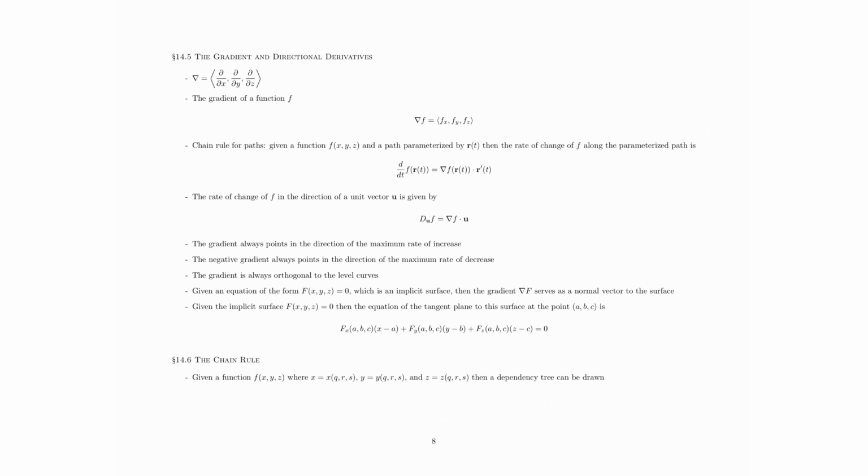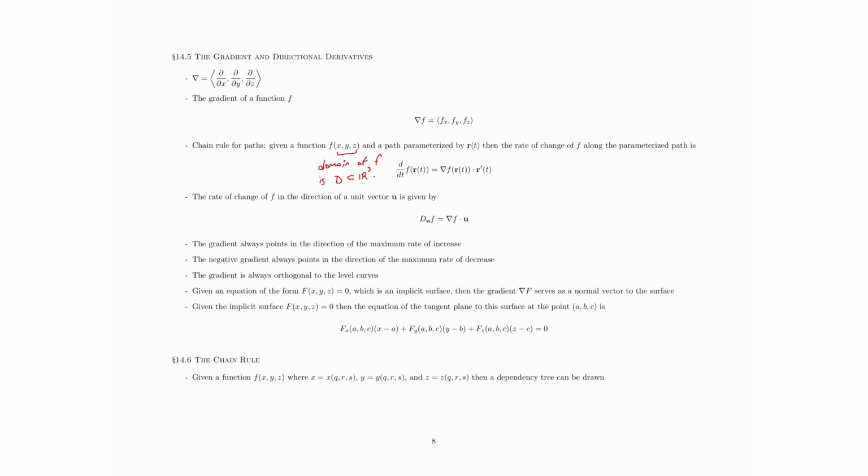Chain rule for paths. So, if you have a function of some number of variables, let's say 3, and in the domain, so here let's point out that the domain of f, let's call it D, is a subset of 3 dimensions. So this means whatever the domain of this function is, it is 3-dimensional.